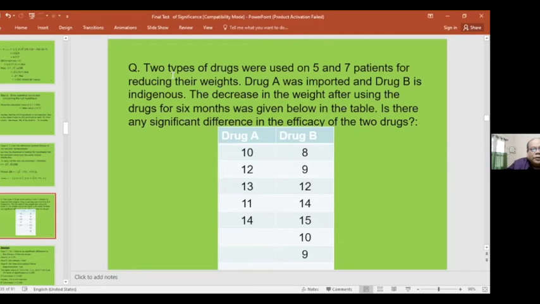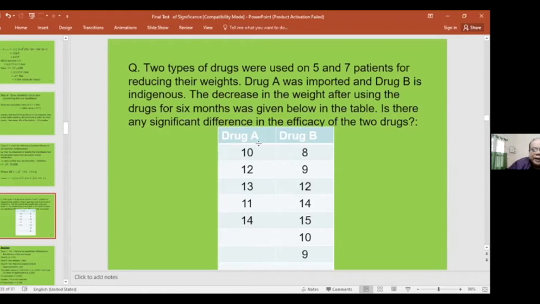So two types of drugs were used on 5 and 7 patients. Drug A is the imported one, Drug B is the indigenous one, and the decrease in the weight after using the drug for 6 months was given below in the table. Is there any significant difference in the efficacy of the two drugs?